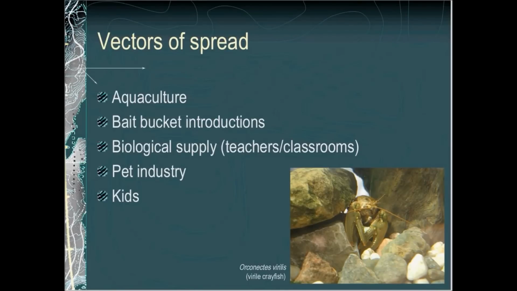Another vector is the pet industry. As I mentioned, crayfish in fish tanks are incredibly entertaining. They're colorful animals. They're pretty hardy. They can be escape artists, but they're fun in a fish tank. And there are people that will go out and collect these and then sell them as pets. And then, you know, if you're done, or if you don't want to have a tank anymore, you can go ahead and dump them, so to speak. And that's caused issues as well. And then the kids that we talked about.